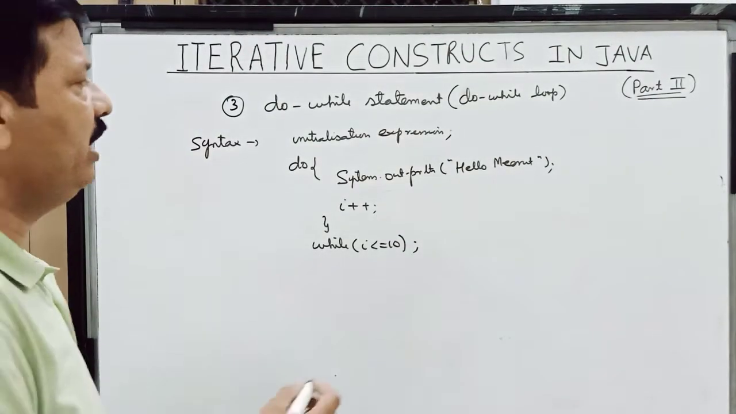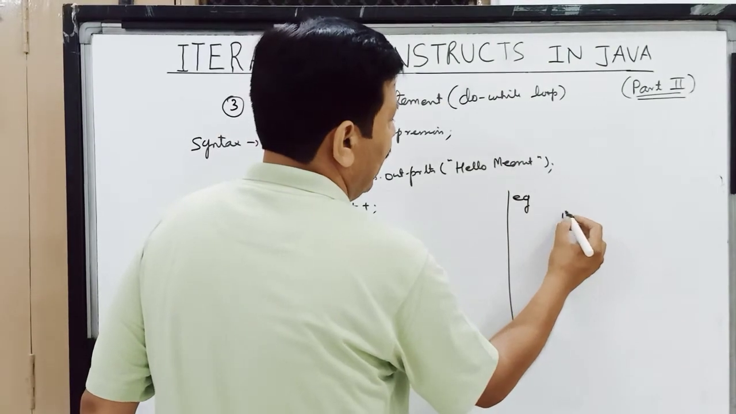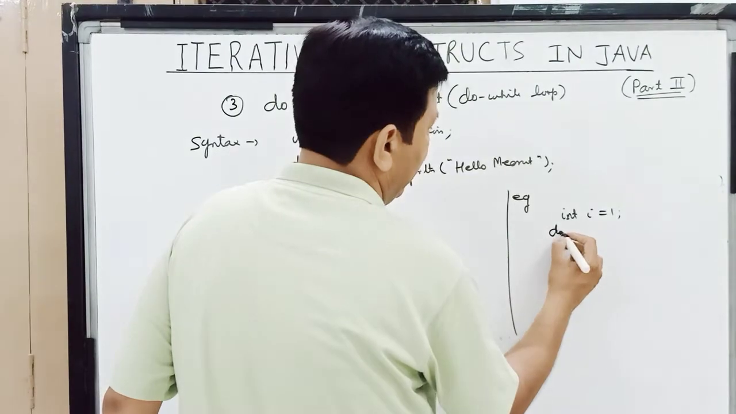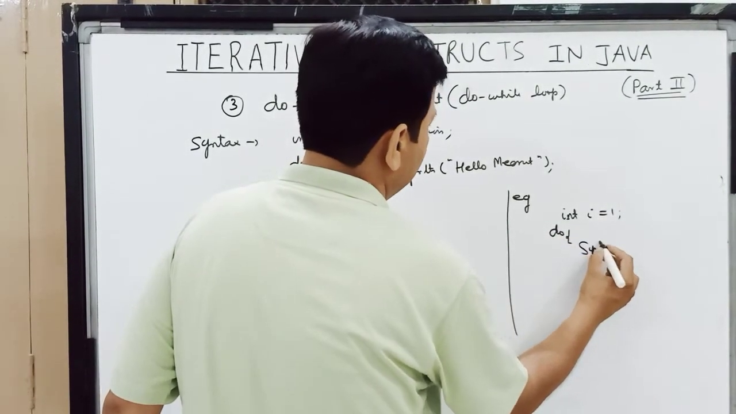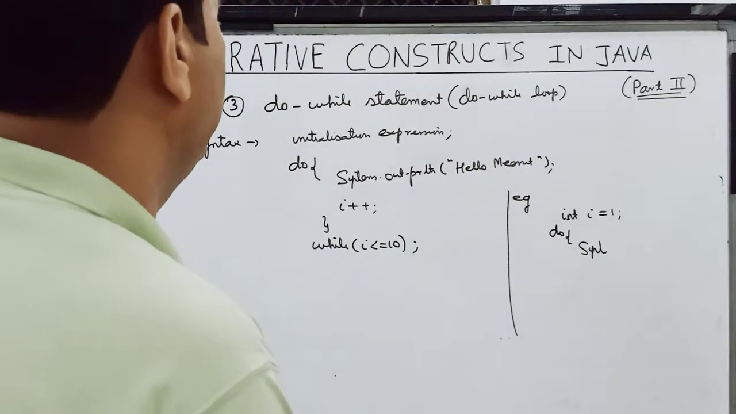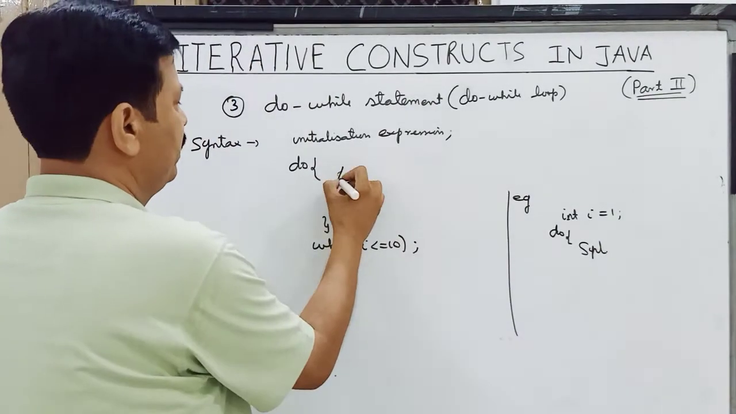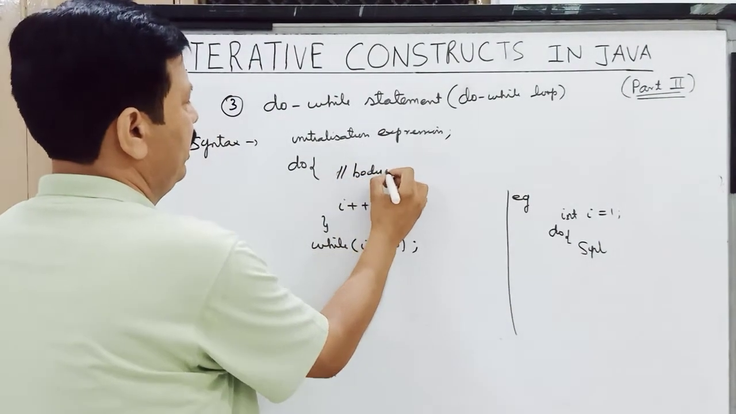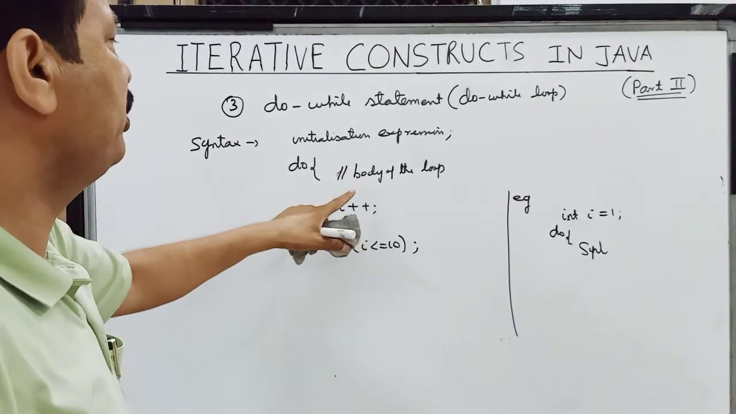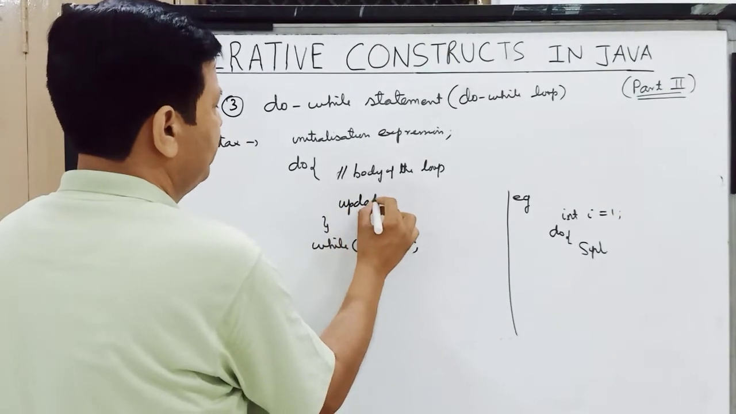And children, if you see an example of it, I am writing an example over here. int I is equal to 1, then I write do. I am starting my, okay, now here I would have written my body of the loop. So children, here I am writing body of the loop. This will come in the syntax part, initialization, body, and here I am going to write update. Please make the changes.